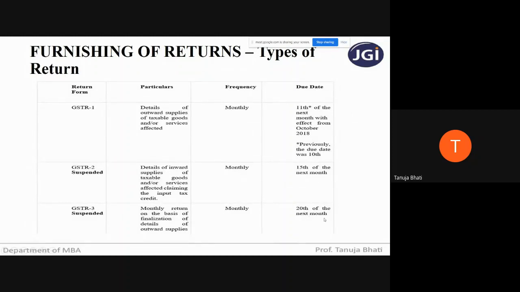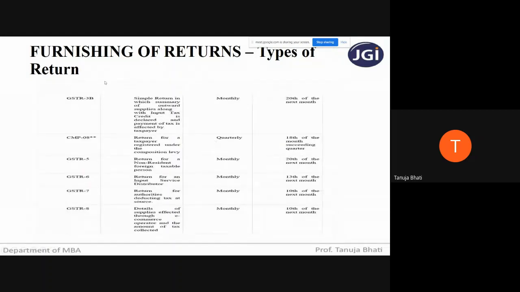So let us quickly just revise this. GSTR1 will show your outward supplies. GSTR2, inward supplies. GSTR3 is auto-generated, which shows a summary of outward and inward, and it will show the net tax payable to the government. All this is to be filed monthly. Due date of GSTR1 is 11th of next month. GSTR2, 15th of next month. GSTR3, 20th of next month.